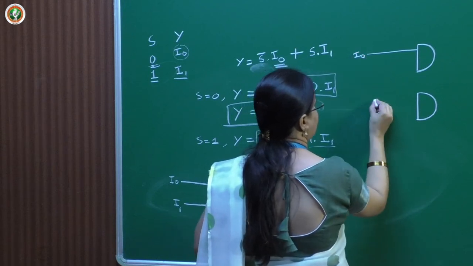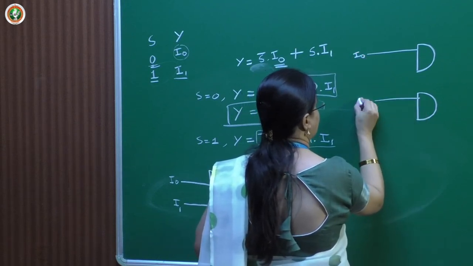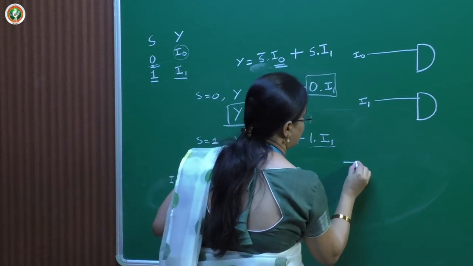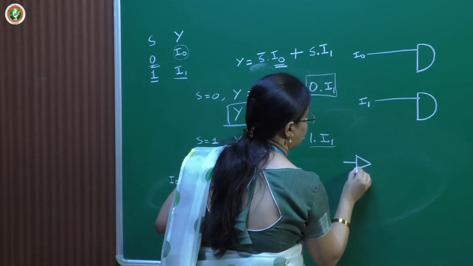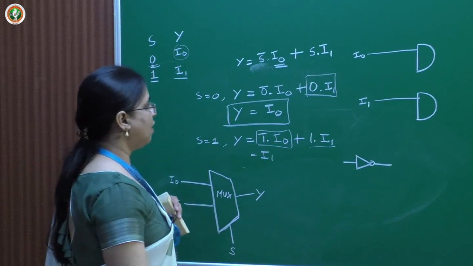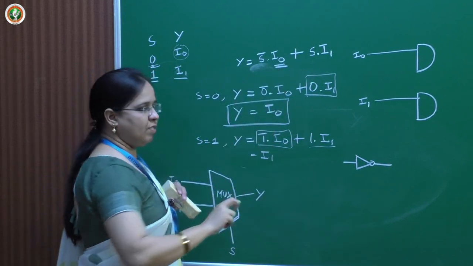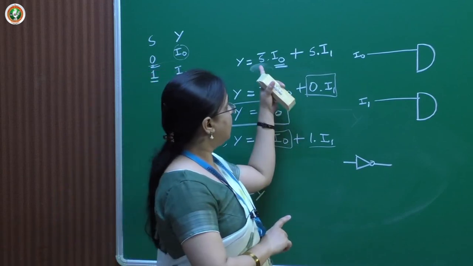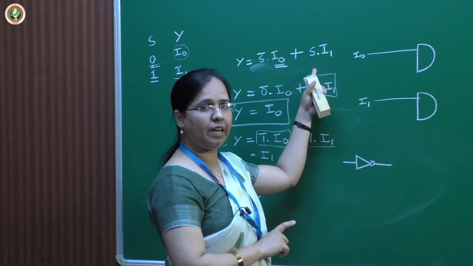And for the second AND gate, what is the input I am giving? I1. Okay. So after that, we have one select line. I want to select the line in both complemented and uncomplemented form. If you observe, the data lines will always be in their uncomplemented form, but the select lines are in complemented as well as uncomplemented form.